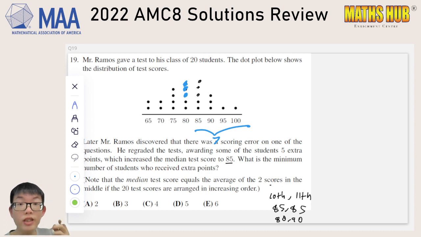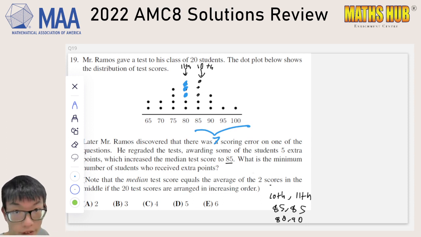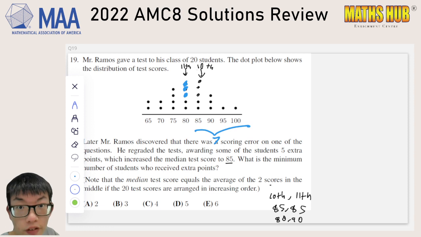Now if I shifted the 3 of them over there, this would give me the 10th highest is here and the 11th highest is here. So that's still not enough for the median to be 85 because I'll have actually 82.5. So the only way to resolve this is to shift over 1 more, and that would require a 4th student. So there we go.